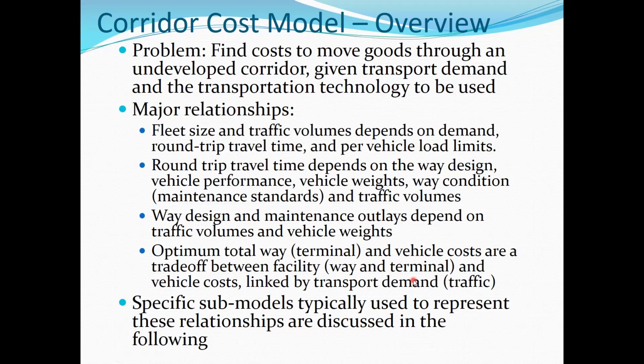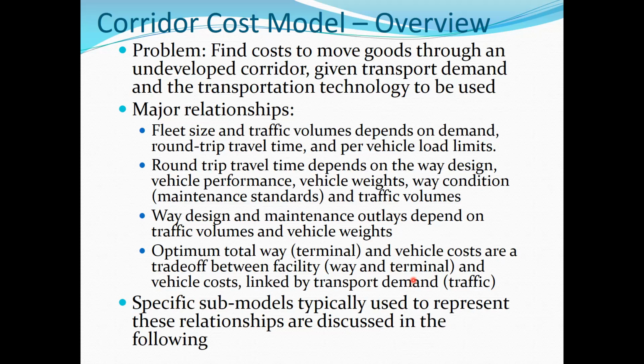And then once we figure that out, optimal total weigh cost and vehicle cost are a trade-off between facility and vehicle cost. So basically the idea is that if you design good roadways and good terminals, it'll cost you more, but it'll minimize the vehicle cost because your vehicles won't get damaged so easily. And same thing with the maintenance policy. If you keep the roadway up to date all the time, it'll cost you money, but it'll reduce the cost of operating or maintaining the vehicles that you're running. And that's the trade-off we are going to study in one of the labs coming up a little bit later, as I mentioned.